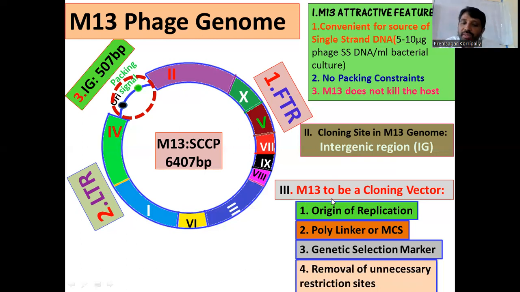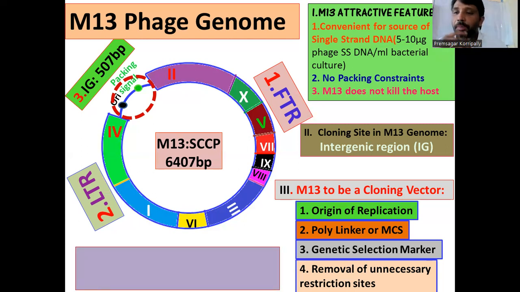So when you want to convert the M13 genome into the cloning vector, you need to have an independent origin of replication. It is there. And we have to include the polylinker or MCS, a genetic selection marker to screen the recombinants from the non-recombinants, and the removal of unnecessary restriction sites from the genome.